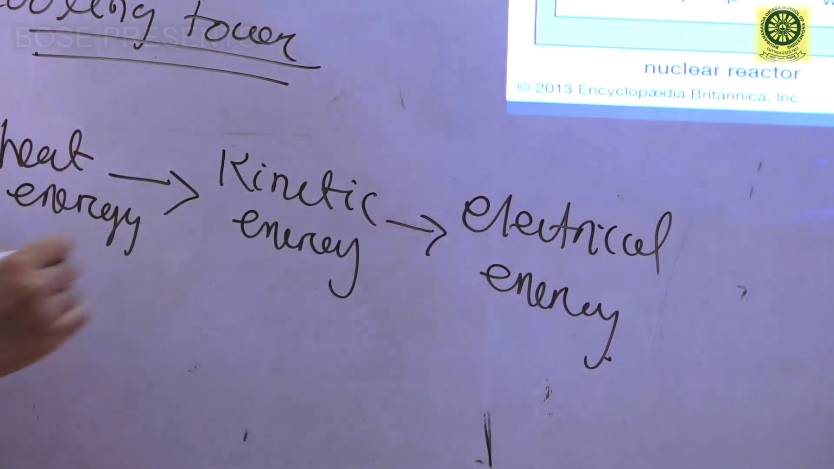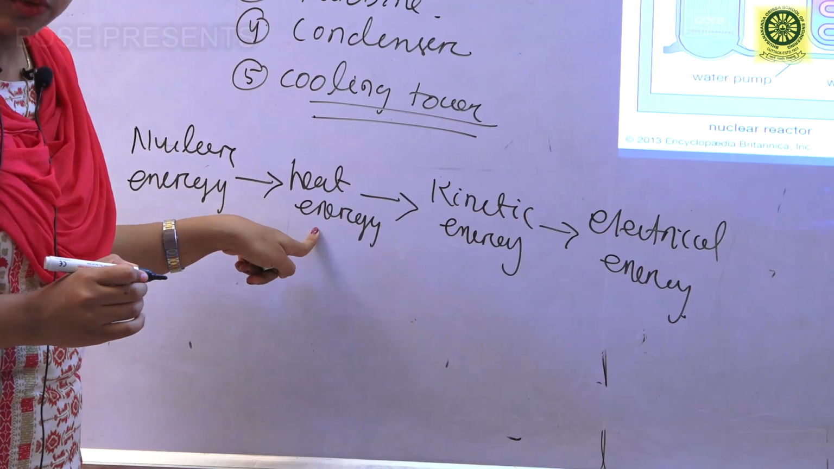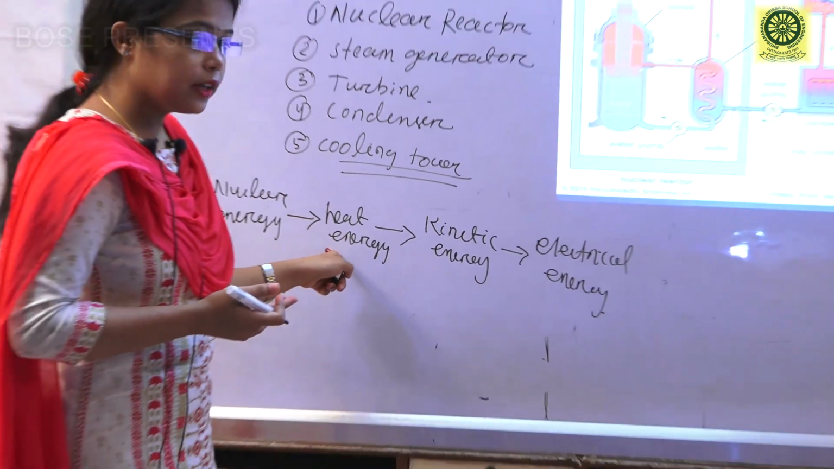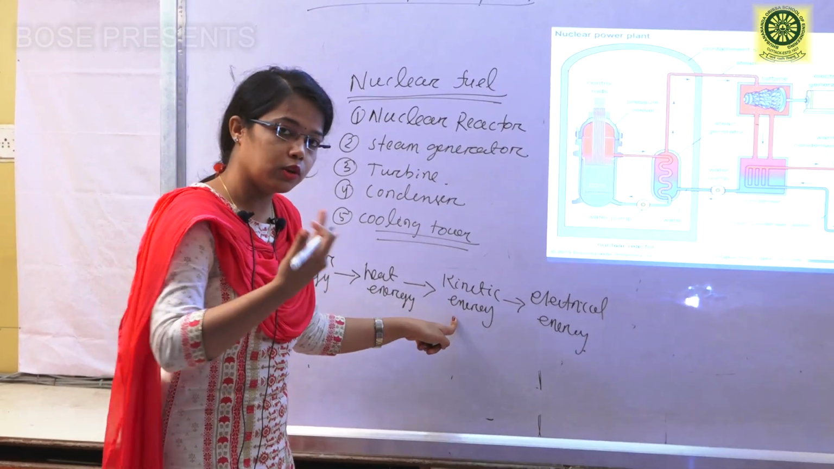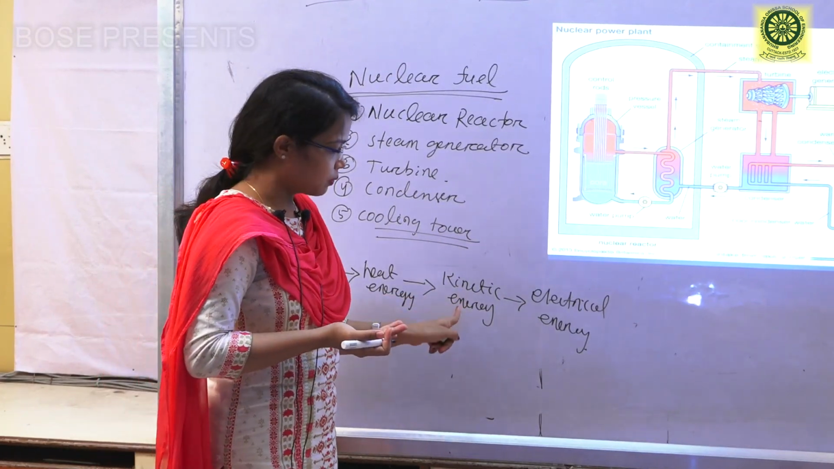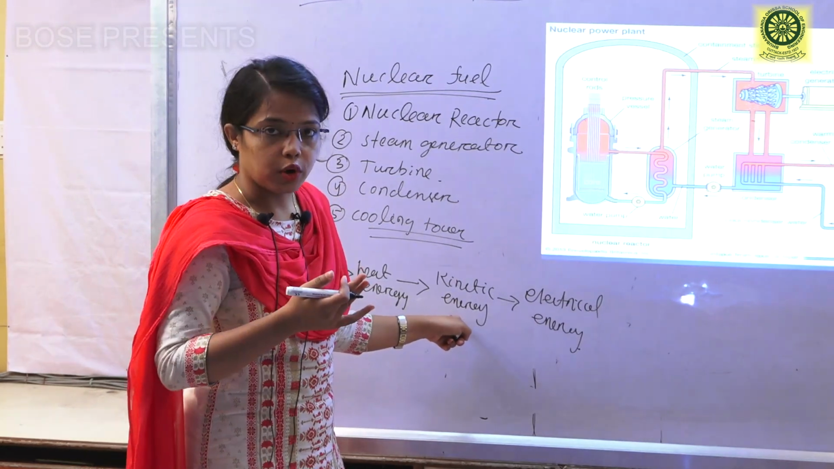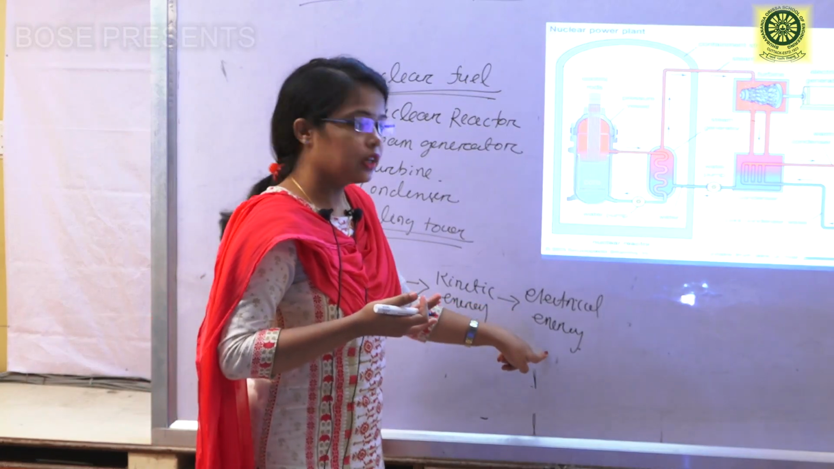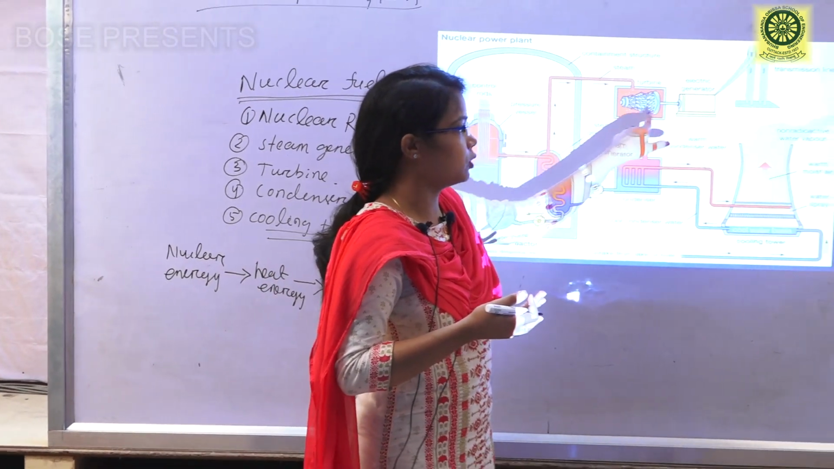Okay, first nuclear energy. Nuclear fuel has nuclear energy that is converted into heat energy when it is bombarded with neutrons, and that heat energy is responsible for the production of steam, and that steam goes to the turbine. Then it is converted into kinetic energy, and this kinetic energy rotates the blades of the turbine. After the rotation of the blades, electrical energy is generated in the electrical generator that is coupled with the turbine.